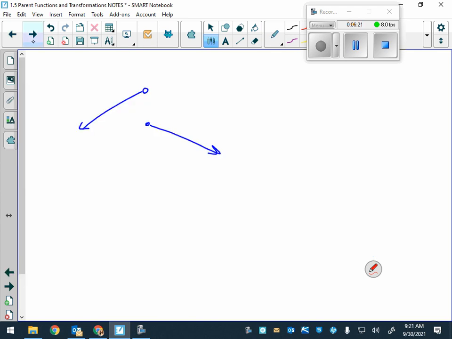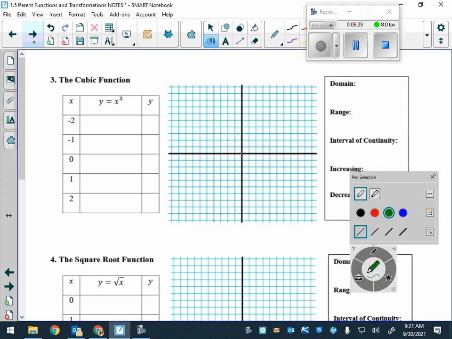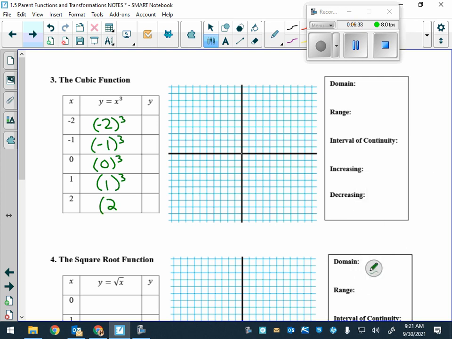Okay. The next function we will see is the cubic function. Okay. Cubic function is another one we will be dealing with. So we have -2 cubed, -1 cubed, 0 cubed. Okay, and remember when you're cubing something, it's -2 times -2 times -2, not -2 times 3. Okay, so -2 cubed, what do we get, David? -8, -1, 0, 1. 8. Good. Okay.